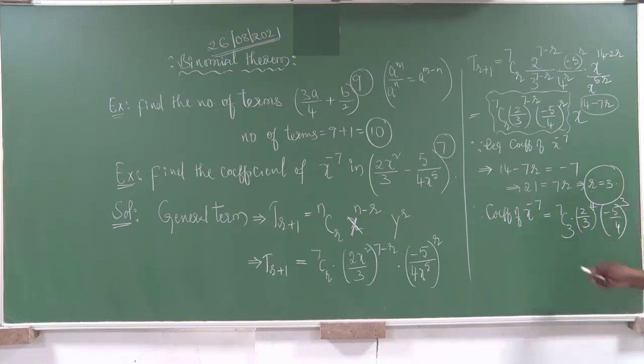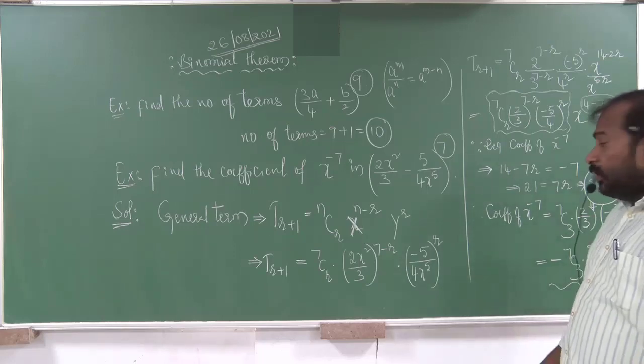If you want you can simplify, which is equal to, minus a cube means minus, you will get 7C3 into 2 power 4 into 5 cube by 3 power 4 into 4 cube is the value. If you want you can simplify. This value you can write 2 square whole cube, means 2 power 6, you will get. If you want you can simplify, otherwise leave it like this. So the coefficient of x power minus 7 is this value. I hope that this is clear for you.